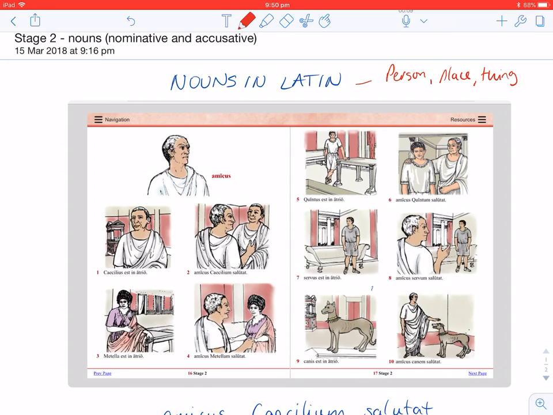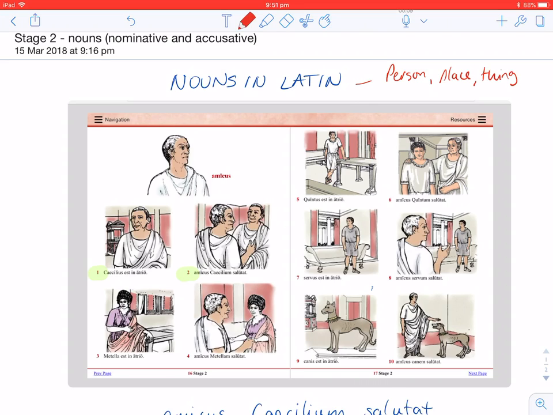Let's look at some of the sentences from the beginning of stage 2 of the Cambridge Latin Course. Let's look at sentence number 1 and sentence number 2. Sentence number 1 says, Caecilius est in atrio, and that means Caecilius is in the atrium. Number 2 says, Amicus Caecilium salutat. That means the friend greets Caecilius.